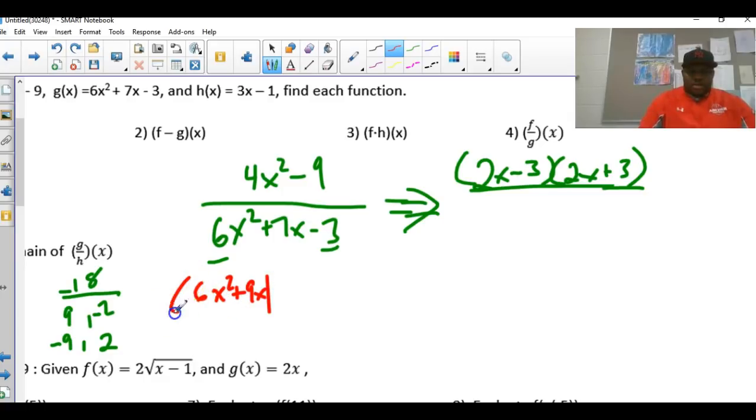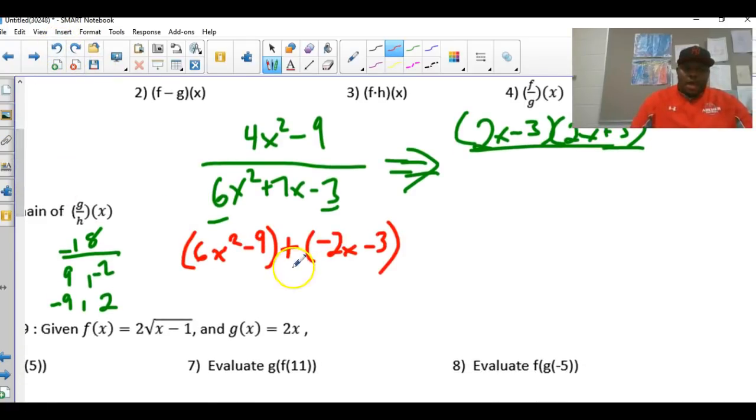Plus 9x. And then over here we're going to have negative 2x. Bear with me, guys. Here we go, back at it. So negative 2x minus 3. Now notice this negative 9, I'm sorry, that should be plus 9. See, 9 minus 2 is 7, so 9x minus 2x is 7x. So that's where I got that from.